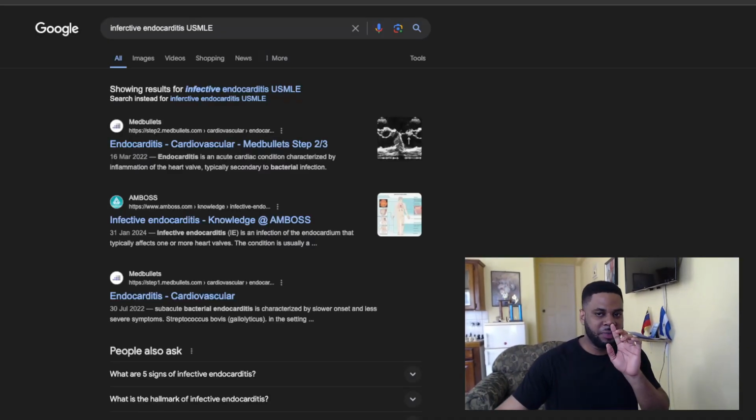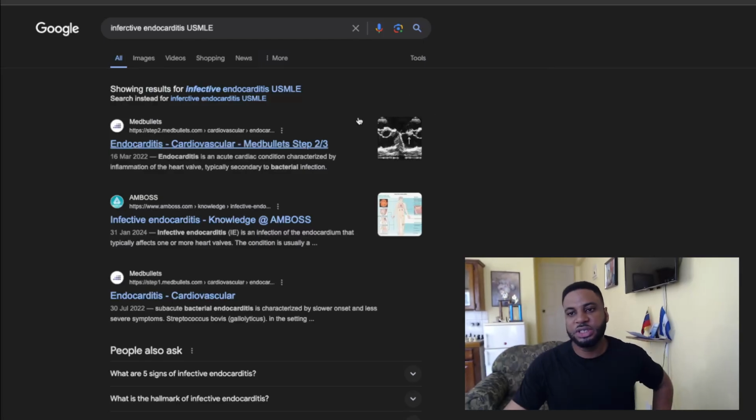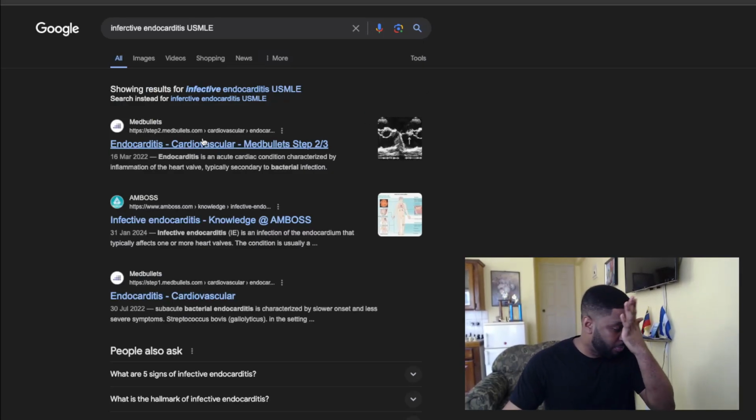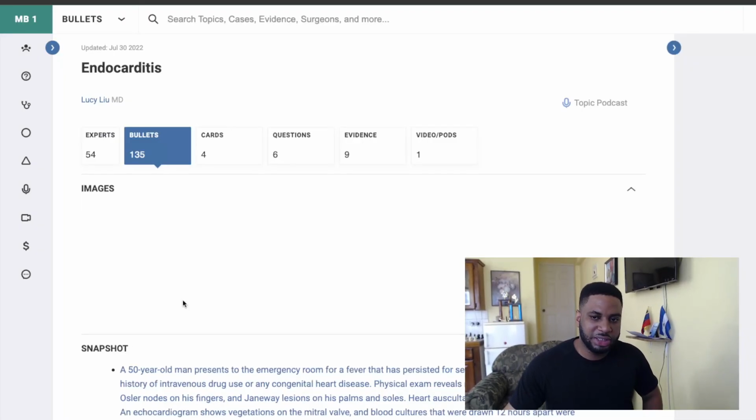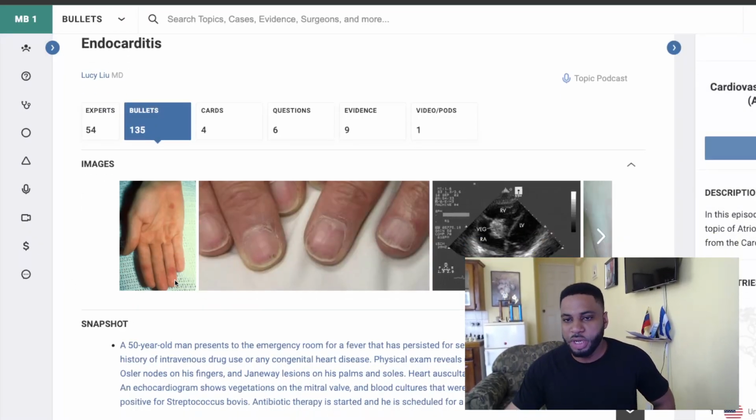Now, if you type infective endocarditis and you put USMLE, one of the first things that is going to come up is going to be MedBullets, okay? You see MedBullets come up here and they show you endocarditis. Usually they will have step 2 and 3, but if you look just below, you're going to see the one for step 1. Because I tend to look up more step 2 things, maybe I'll have step 2 or 3. You know what I'm talking about. But look for the MedBullets, click on it. Endocarditis cardiovascular. Look at that. They bring you to this page.